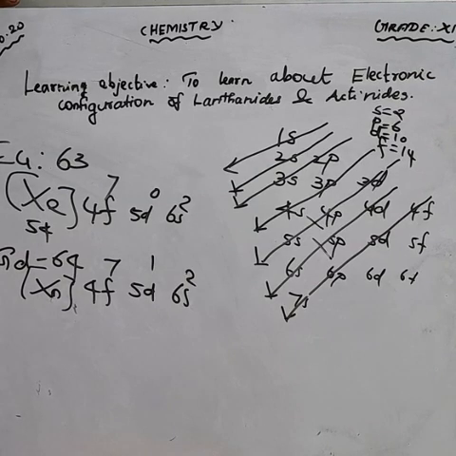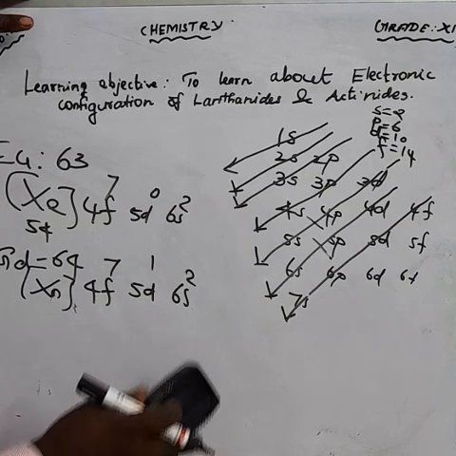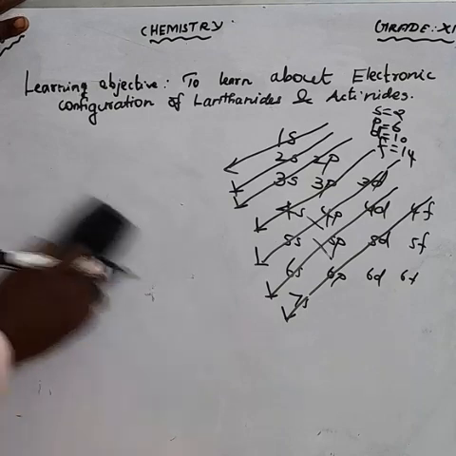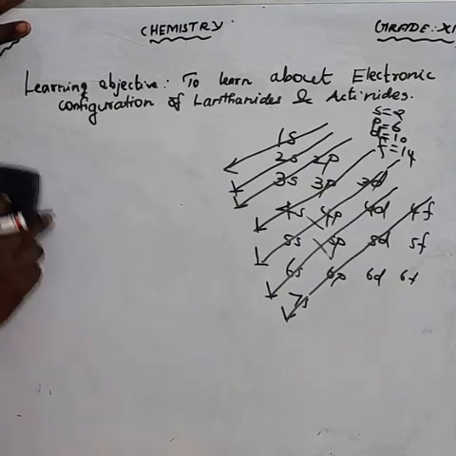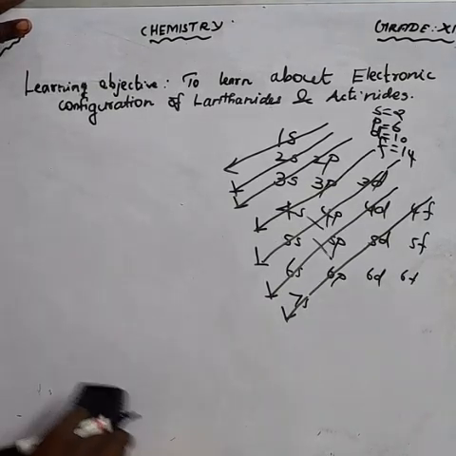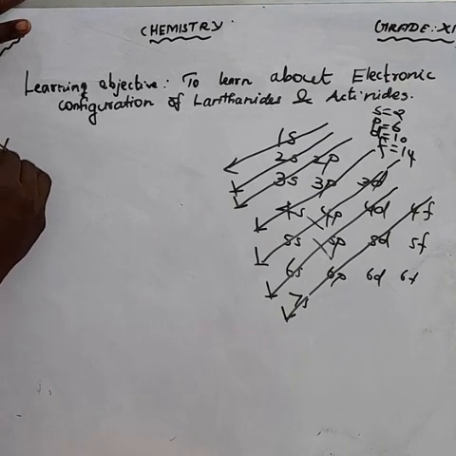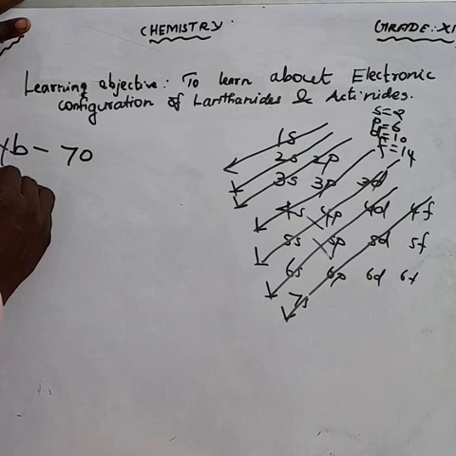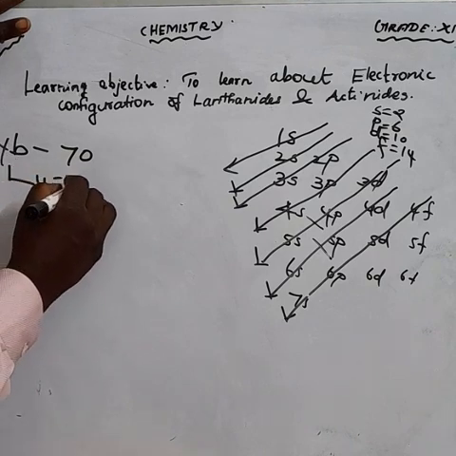And the last one, don't forget the last two, atomic numbers 70 and 71. They are completely filled in the F subshell. That is Yb, ytterbium, atomic number 70, and about lutetium, that is Lu, atomic number 71.